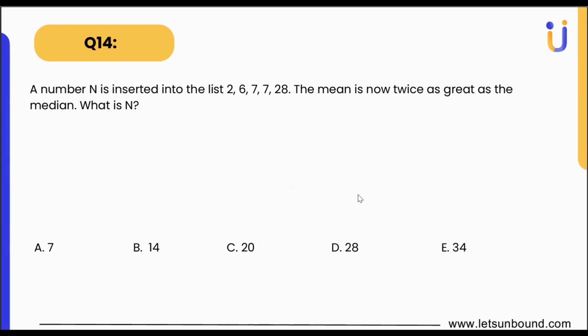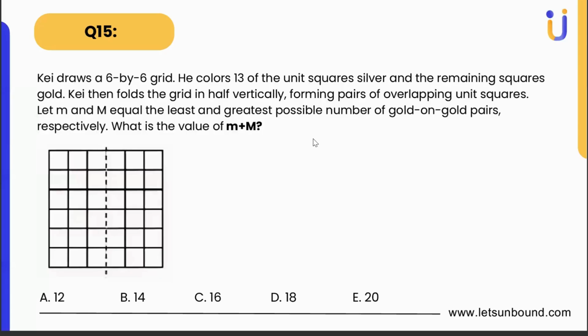Let's get to the next question now. The next question is an interesting question. It says, he draws a 6 by 6 grid and he colors 13 of the unit squares as silver and the remaining as gold. Now, if you look at it, there are 13 silver painted and the remaining, because it's a 6 cross 6 grid, there'll be 36 total squares. So if 13 have been already painted as silver, 23 will be painted as gold.